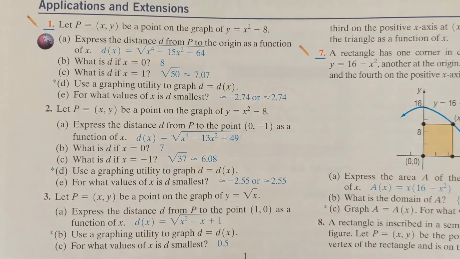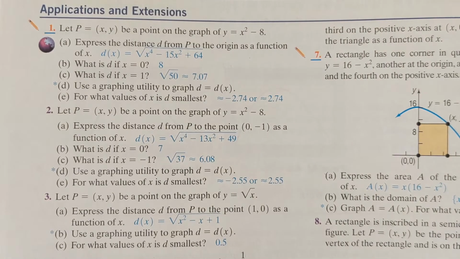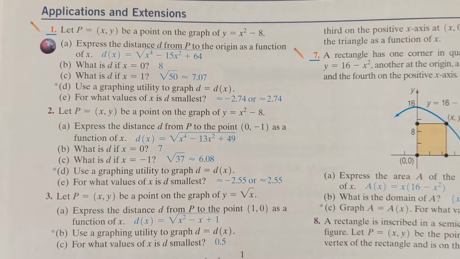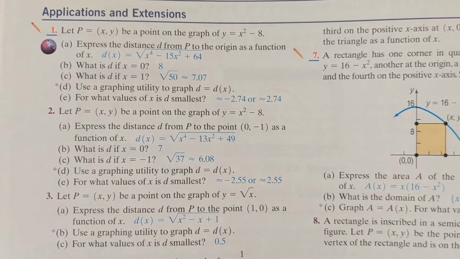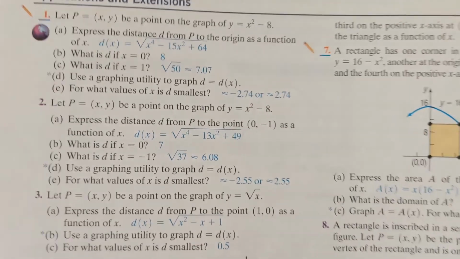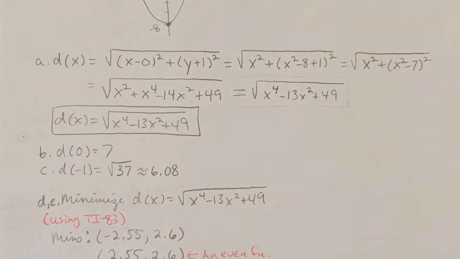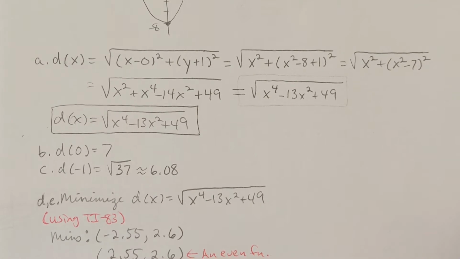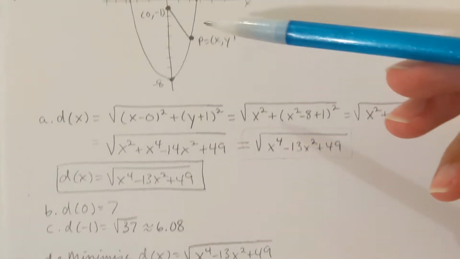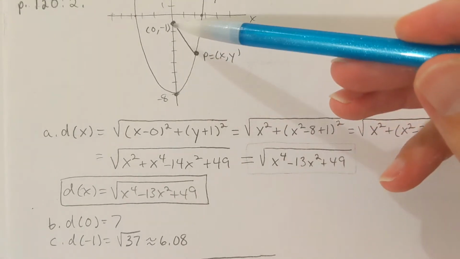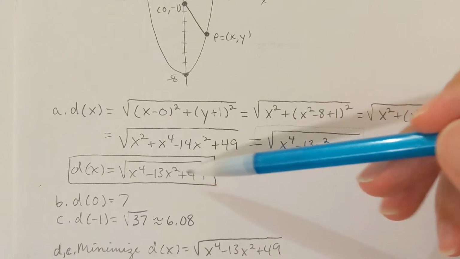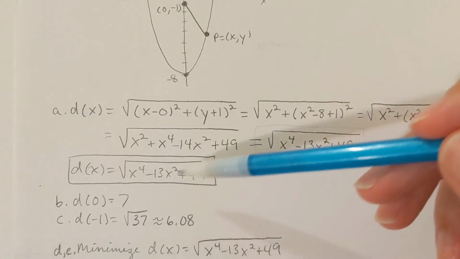Problem 2, what is the distance if x is 0? What is the distance if x is negative 1? And then we'll do part D and part E together, since we'll be using a graphing utility. Well, part B, the distance when x is 0. So when x is 0, it's going to be 7 units, and that's what I get. The square root of 49 is 7.